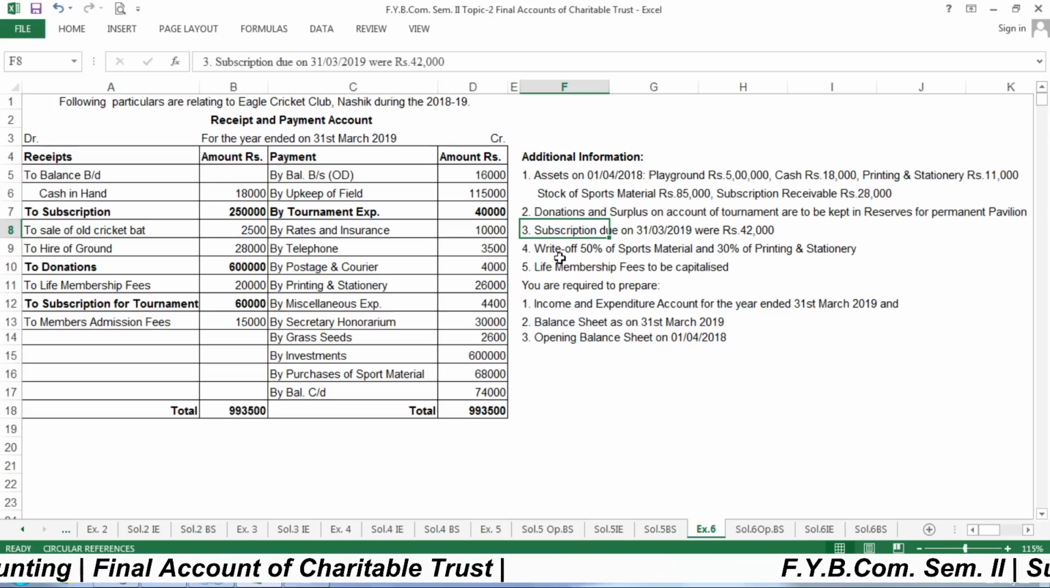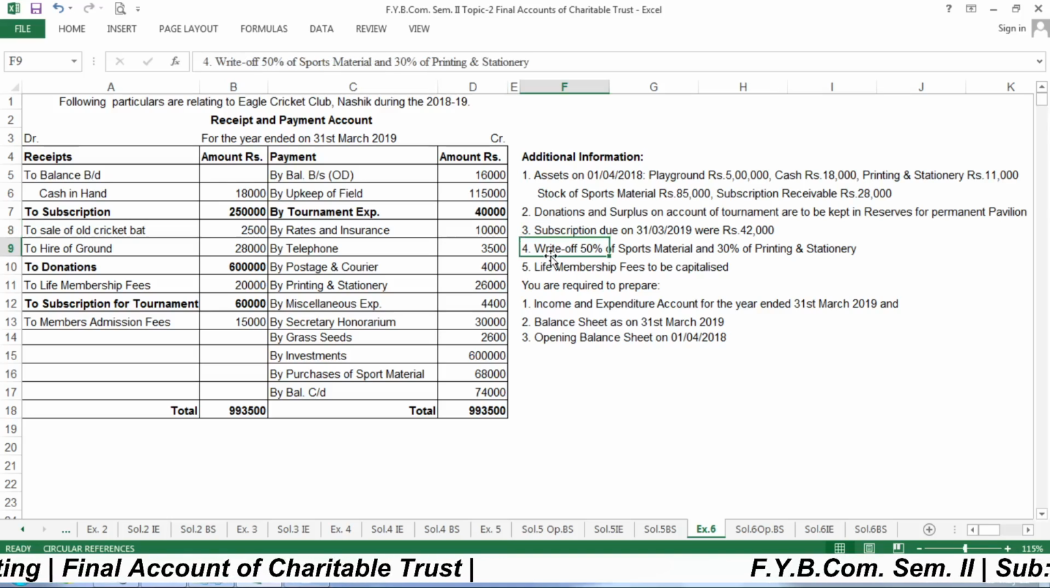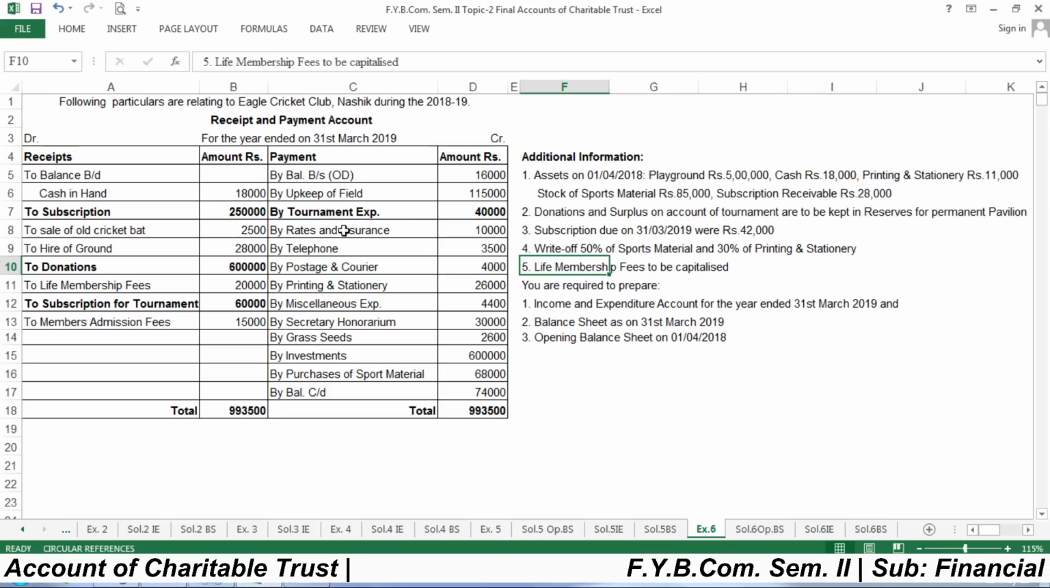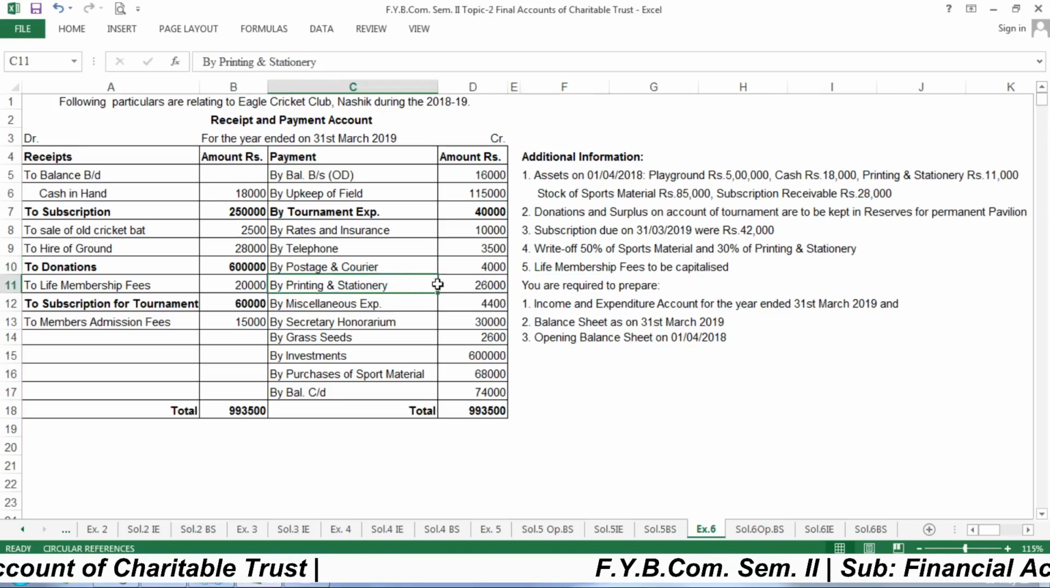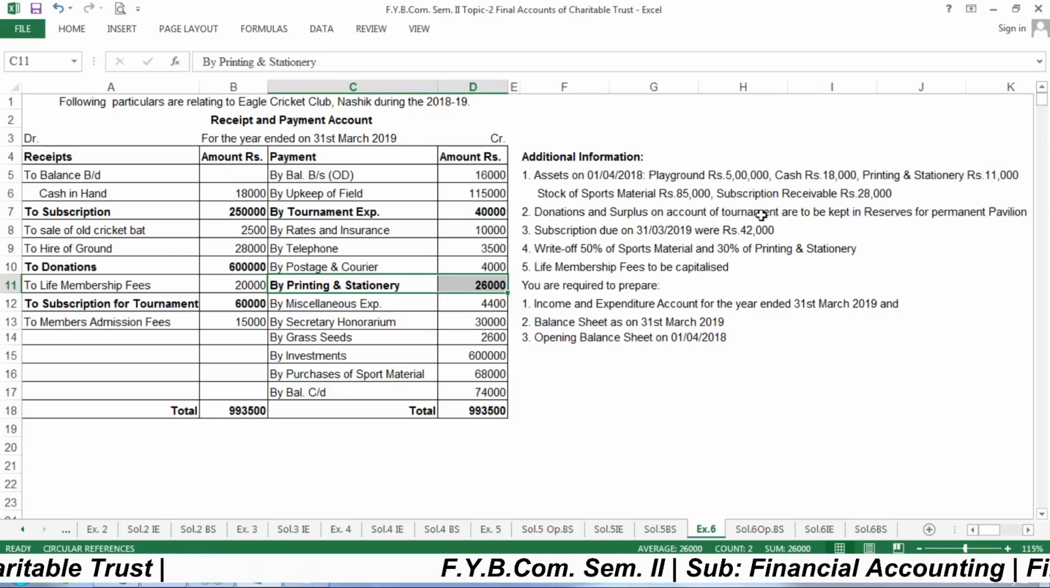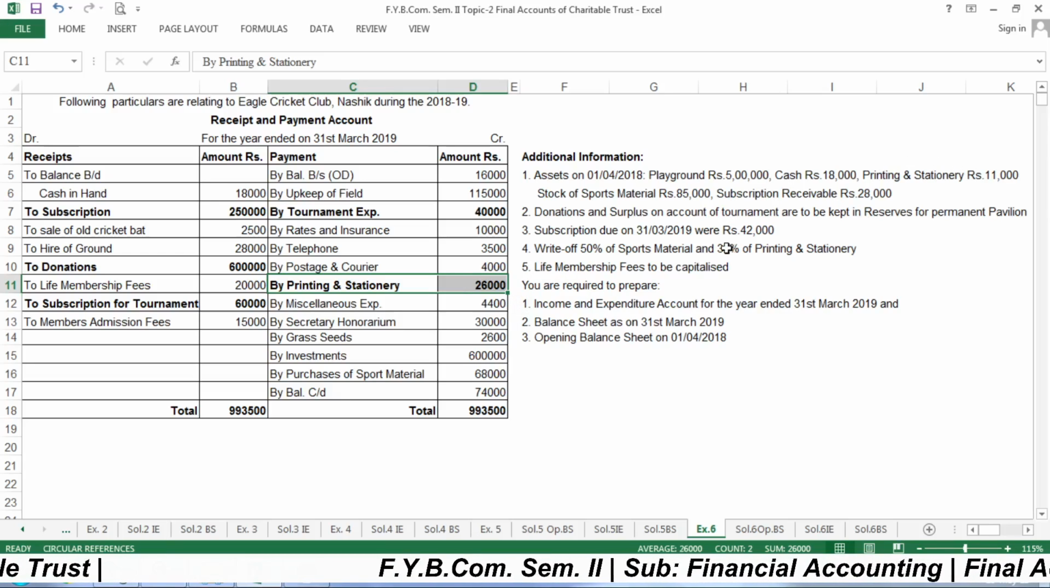Now after that we have an adjustment of write off 50% of sports material and 30% of printing and stationery. Here you can see opening balance of printing and stationery is rupees 11,000, and we purchased current year printing and stationery of rupees 26,000. That means opening balance of rupees 11,000 and current year purchase of rupees 26,000. So total will be 37,000. Out of that 37,000 we have to write off 30%, and sports material we have to write off 50%.